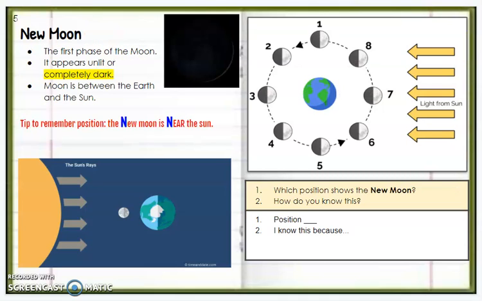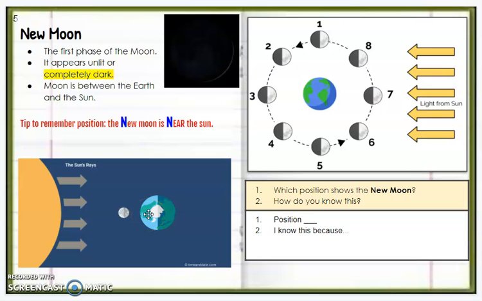So the first phase is the new moon, and when we look up from the point of view from Earth, it looks completely dark. The moon is between the Earth and the sun. The way that I like to remember it, and kind of a tip to remember, is the new moon is near the sun. So we see that new, N, is near. So this position, when it's the sun, the moon, the Earth, is where we get a new moon.